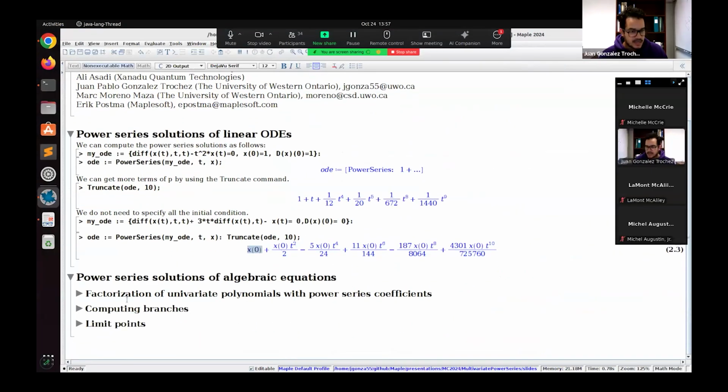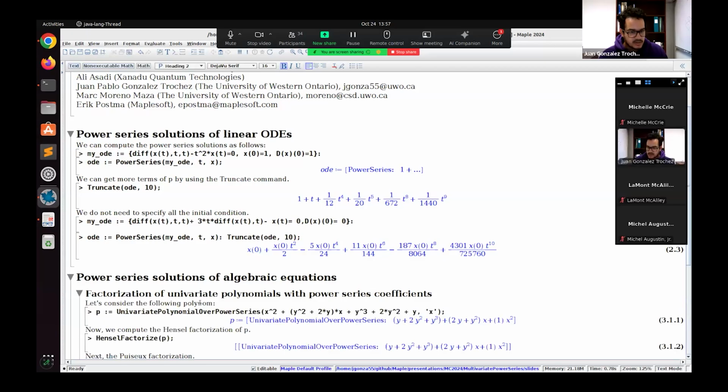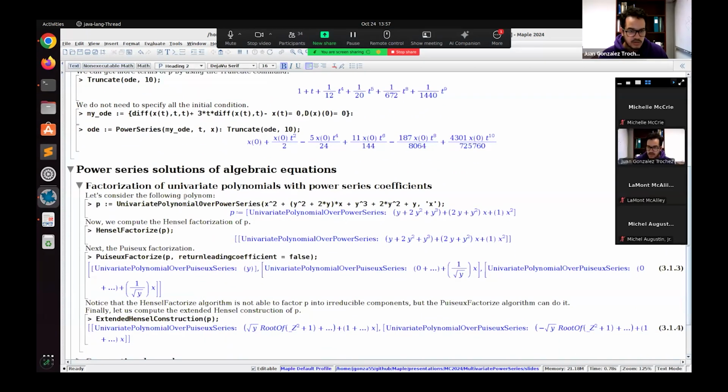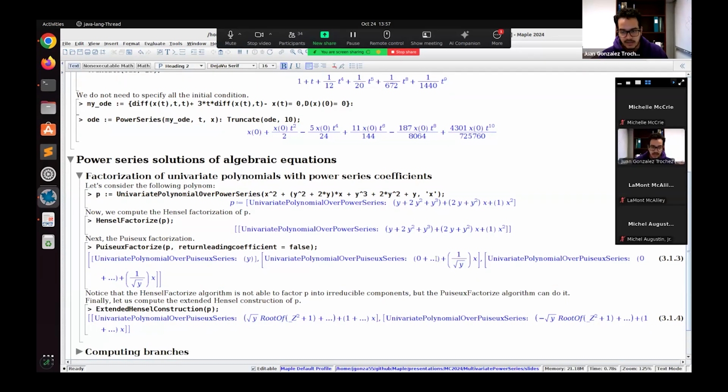So, as I mentioned before, we have different flavors of factorization of UPOPs. So if we construct a UPOP P like we have here, we can call, let's say, Hensel factorize. This is just a normal Hensel lifting algorithm. As we can see here, for this particular example, we get the same polynomial back, that we are not able to factorize in this case. Now in this second example here, with the same polynomial, we can call Novak's version of the Newton-Puiseux theorem. And as we can see here, we get linear factors back.